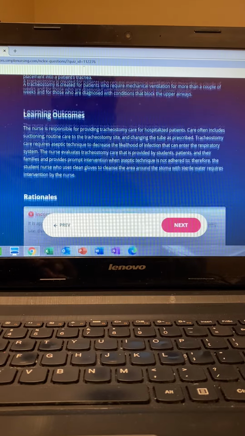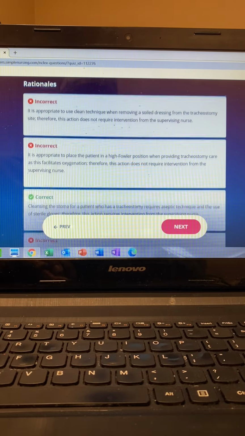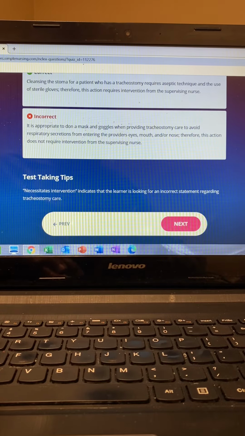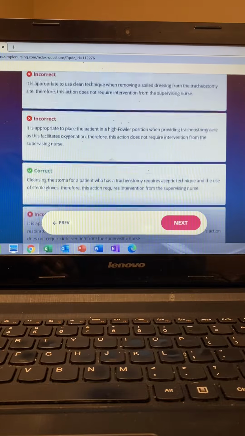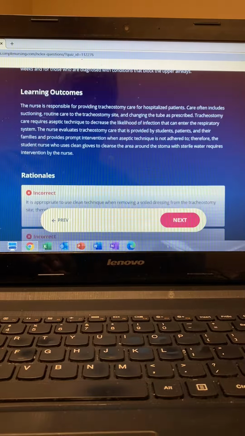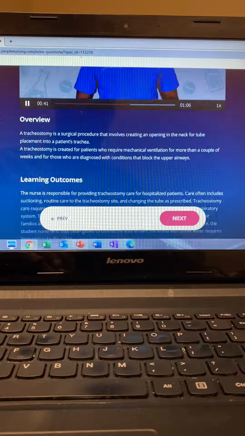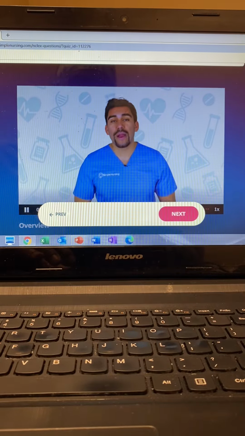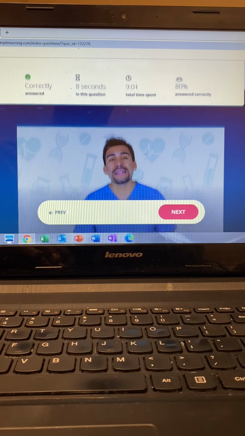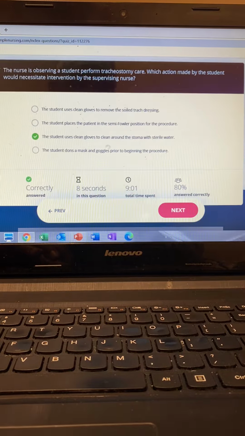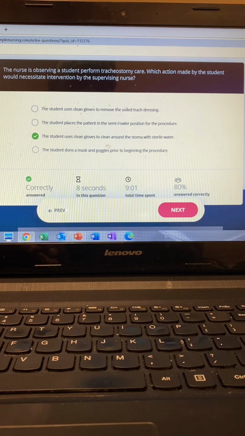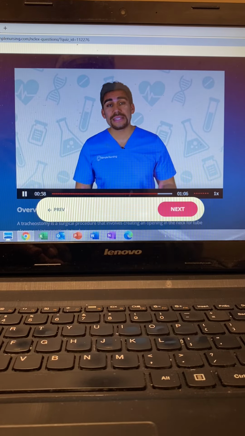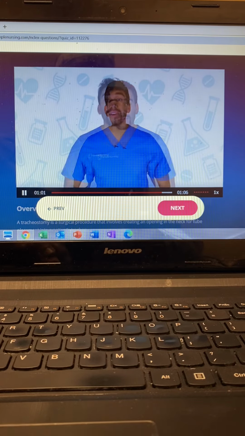So option number 1 is incorrect. Guys, it's proper to use clean gloves and removing those soiled dressings initially. Option 2 is incorrect because semi-Fowler's position is appropriate, not flat, for that aspiration risk. Remember, we're looking for the incorrect options here. So option number 3 is our correct option, guys. Sterile gloves are needed to clean the stoma when you're doing the cleaning. And option number 4 we have to skip because mask and goggles to prevent respiratory secretions in the face is technically appropriate.